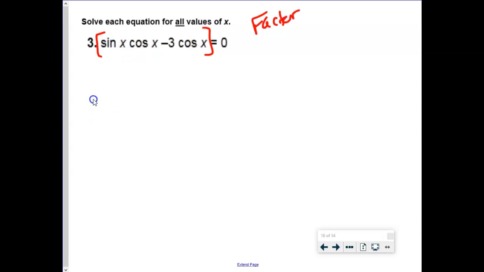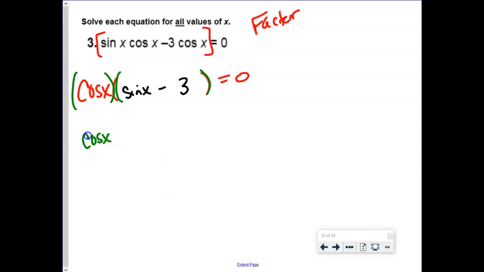So I heard I could take out a cosine. Let's do that. That leaves me with sine minus 3. So I'm all factored. Take your factors and set them equal to 0, and let's go visit the unit circle. So you got cosine equals 0 for the first factor set. And then you got sine x minus 3 equals 0 for the next factor set. This one's good to go.